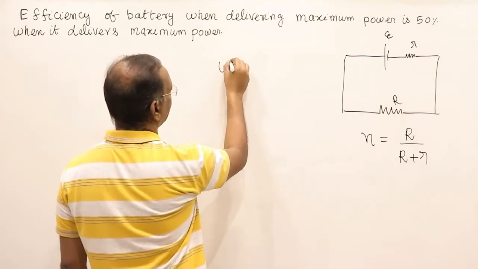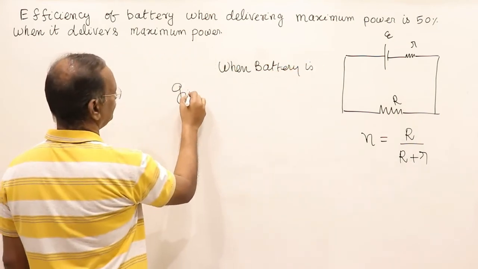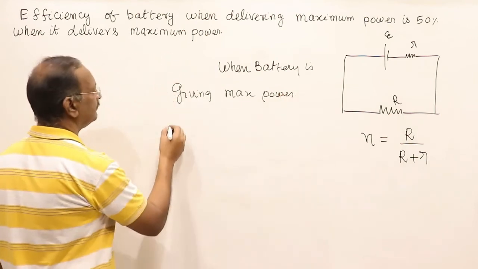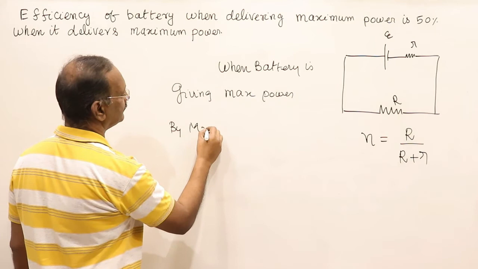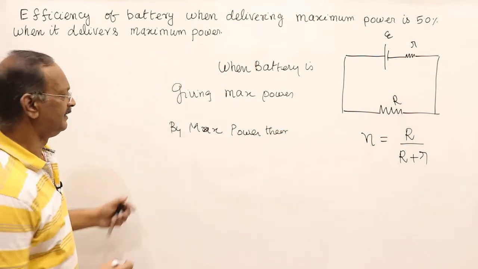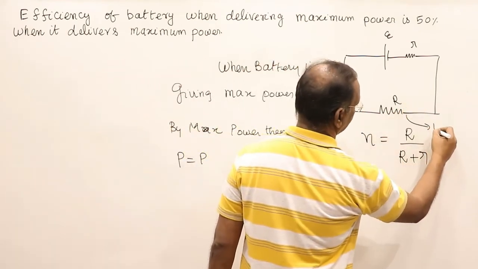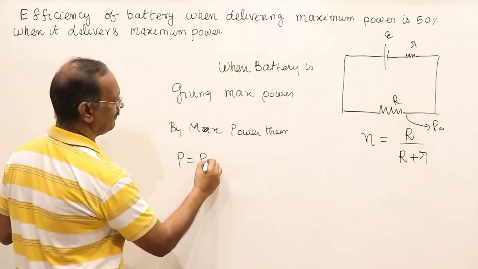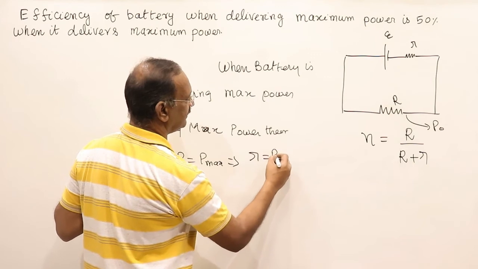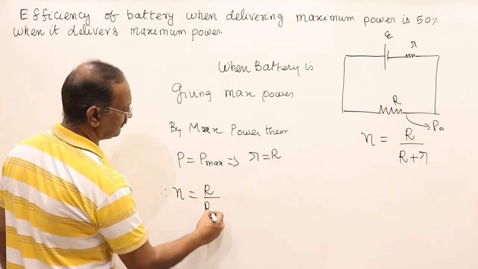So when the battery is giving maximum power, by the maximum power theorem, power is equal to P max. Power here means the output power, P output. P is equal to P maximum. What is the value of power? In this condition, the internal resistance must be equal to external resistance, and therefore you can say efficiency is equal to R by R plus r.